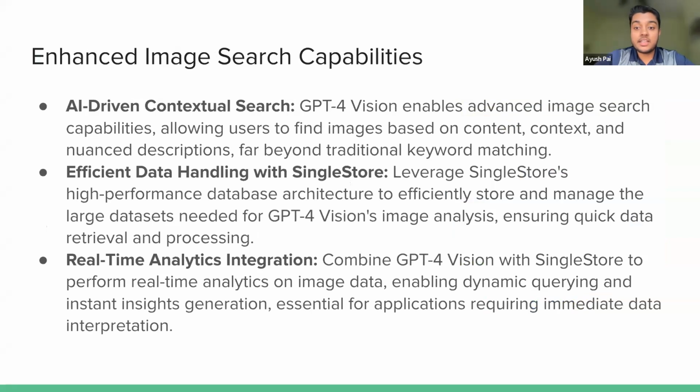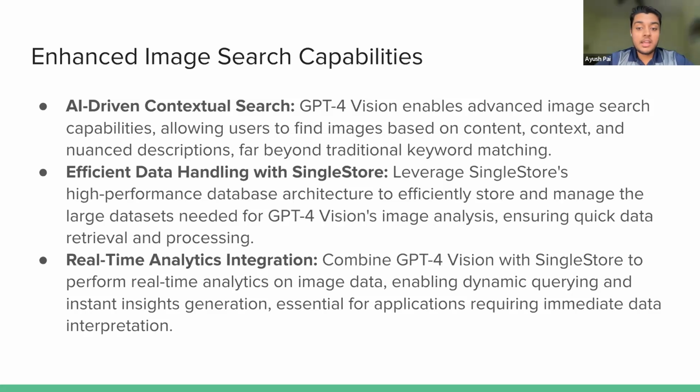So another thing is harnessing the power of GPT Vision. We can transcend the traditional image search limits, and this is by pairing with SingleStore's high-performance database architecture. GPT Vision capabilities are significantly amplified, and SingleStore excels in handling the substantial data sets that GPT Vision requires, facilitating swift and efficient data management. This combination becomes a powerhouse for real-time analytics, providing instant insights into vast image repositories.